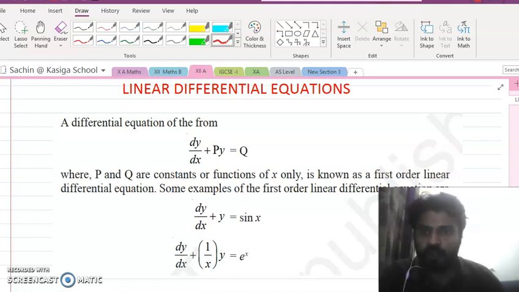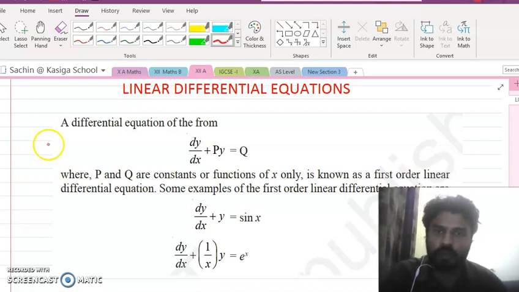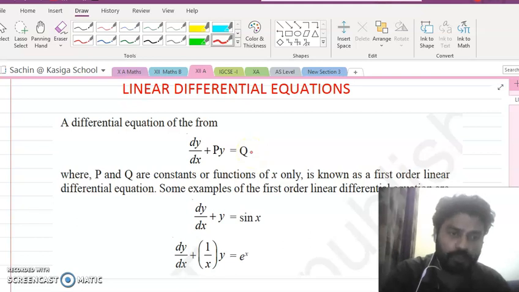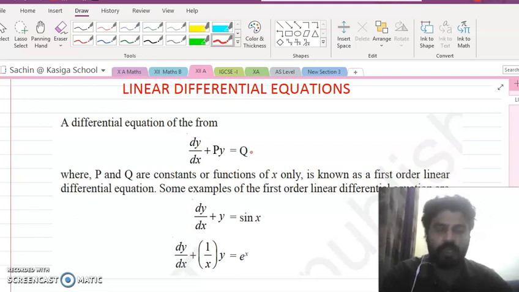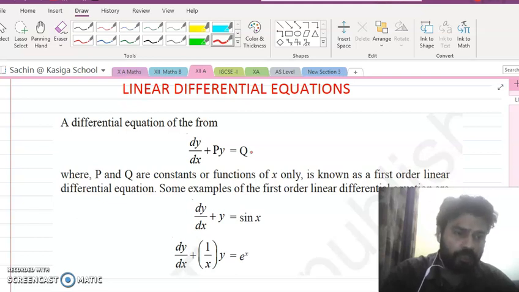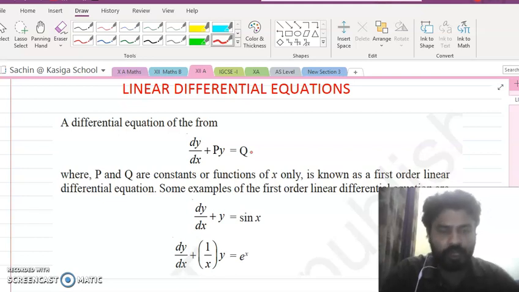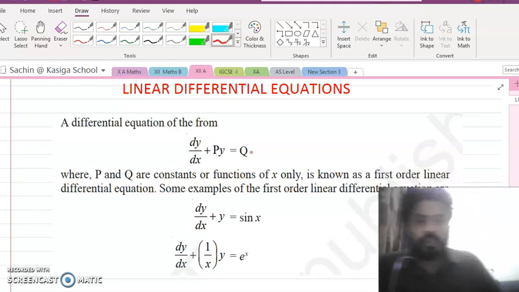Okay, so a differential equation of the form dy upon dx plus py is equal to q is known as the linear differential equation. So this is the way we can recognize a linear differential equation. In the previous classes we have already studied homogeneous differential equations, and before that we studied how to find out the order and the degree of a differential equation. Clear? So today the topic is linear differential equation.